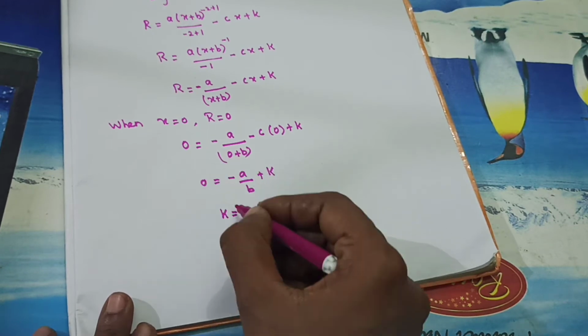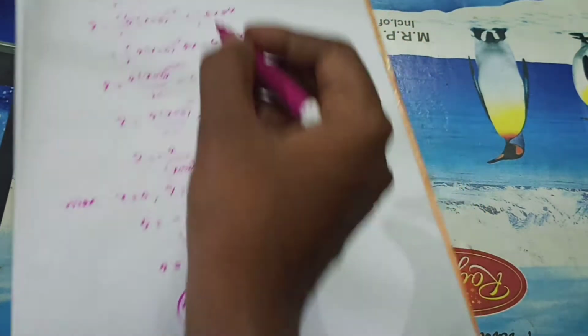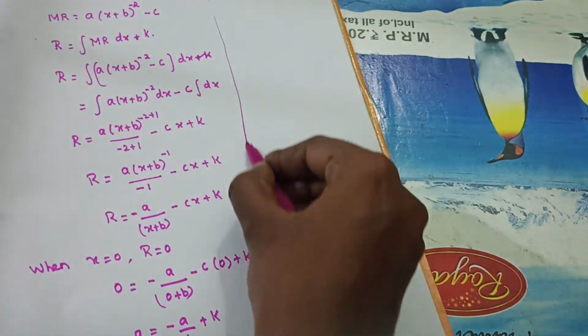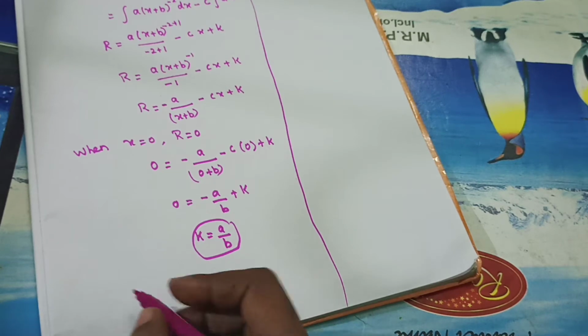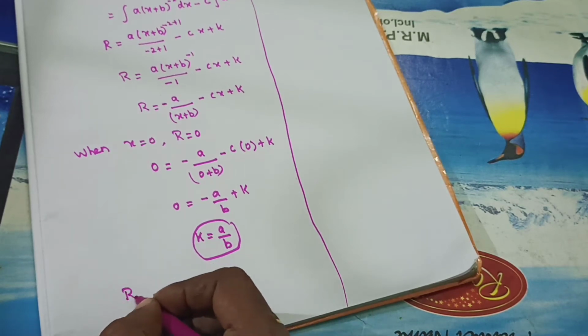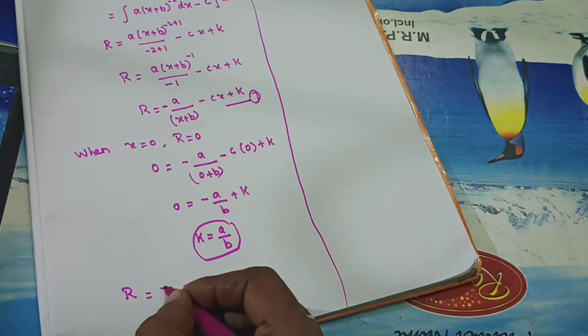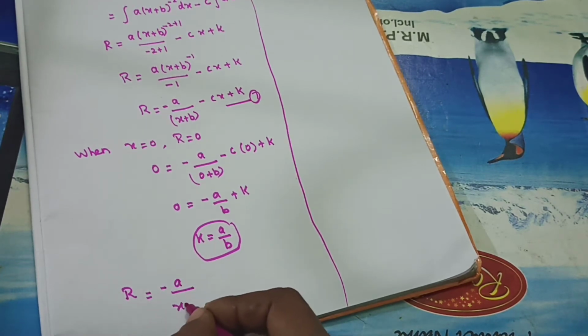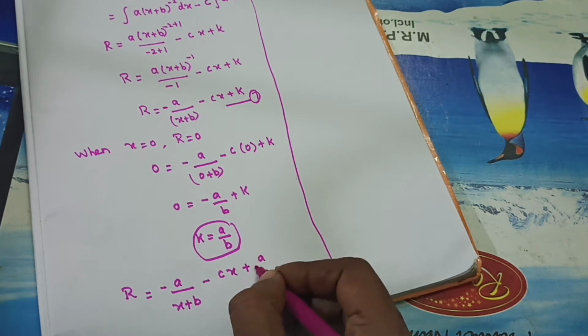k equal to, bring the power this side. So k equal to a by b. Understand? k equal to a by b. Now you can apply this k value in this equation. Take it as equation number 1. R is equal to minus a by (x plus b) minus cx plus a by b.